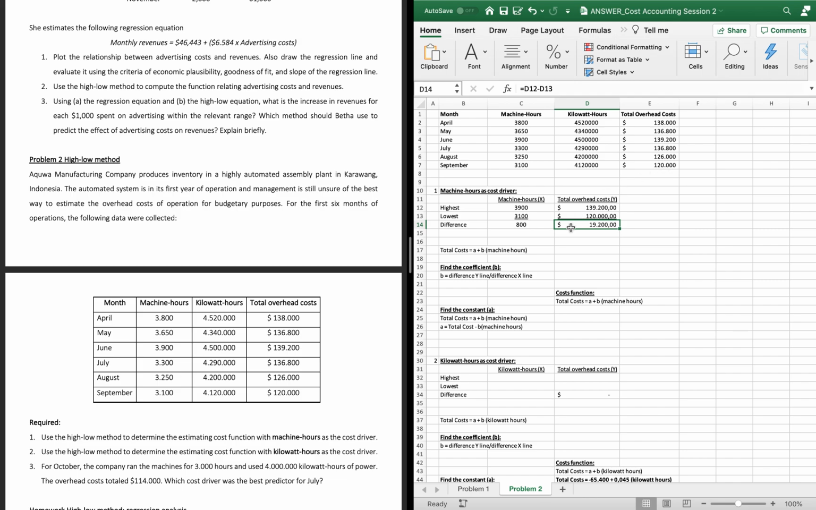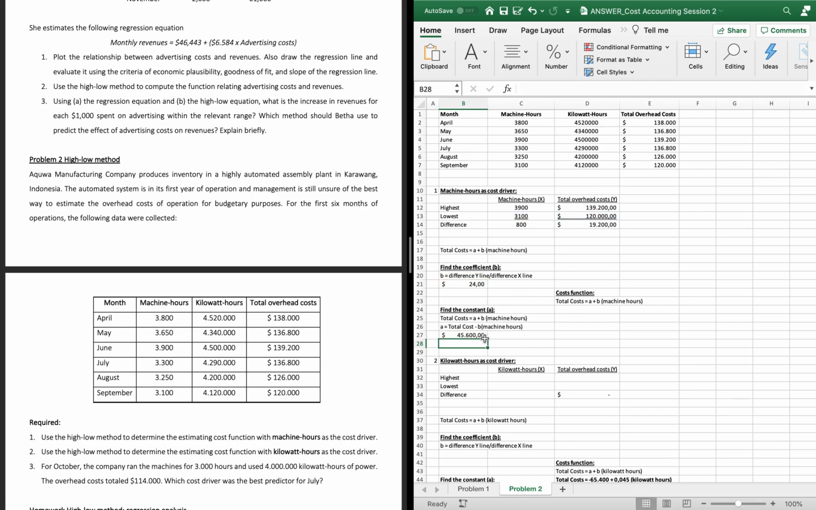After we get the difference between the highest and the lowest, we will find the B, which is 19,200 divided by 800. So the B will be $24. Then we will find the A, which is the total cost. I'm going to use the lowest, which is 120,000 minus B, 24, times 3,100.